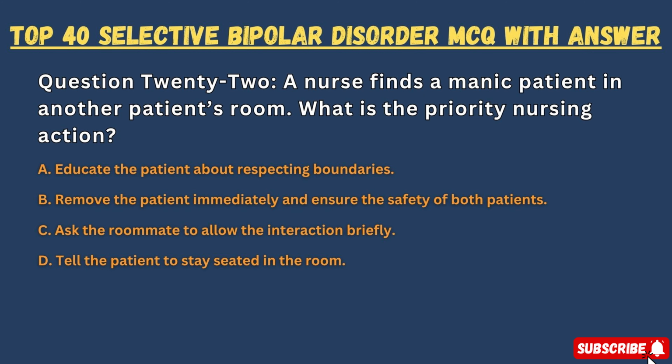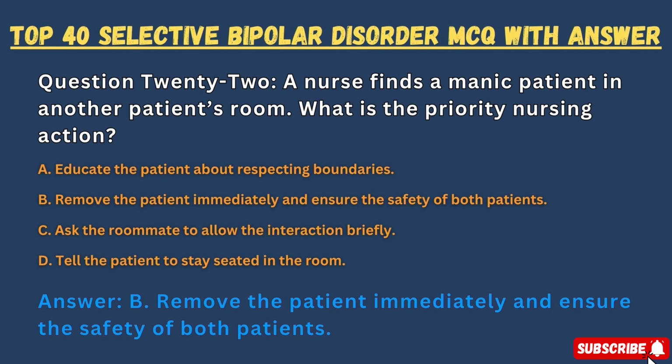Question 22. A nurse finds a manic patient in another patient's room. What is the priority nursing action? A. Educate the patient about respecting boundaries. B. Remove the patient immediately and ensure the safety of both patients. C. Ask the roommate to allow the interaction briefly. D. Tell the patient to stay seated in the room. Answer: B. Remove the patient immediately and ensure the safety of both patients.